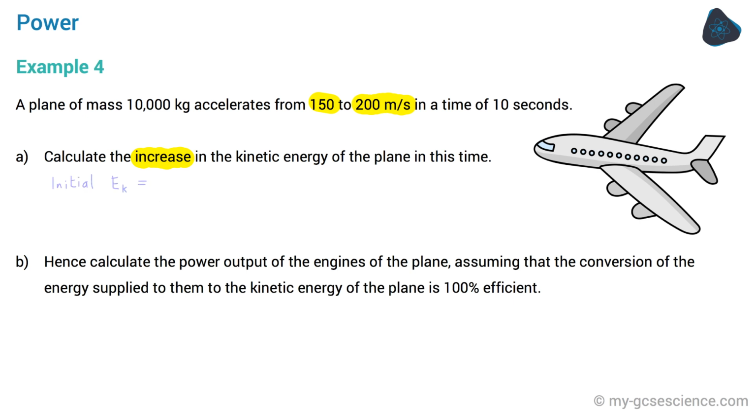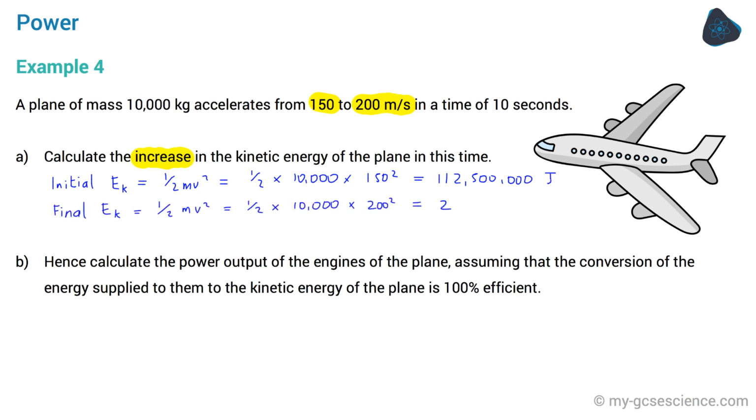To work out the initial kinetic energy, we use our equation half mv squared, and then subbing in that becomes a half times 10,000 times 150 squared, which gives an answer of 112,500,000 joules. Following the same steps, we find that our final kinetic energy is 200 million joules.